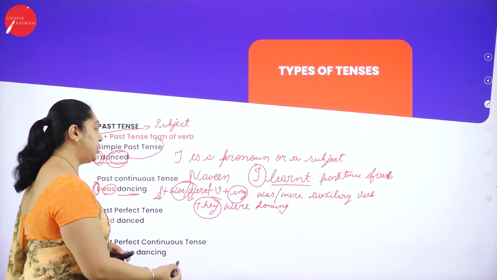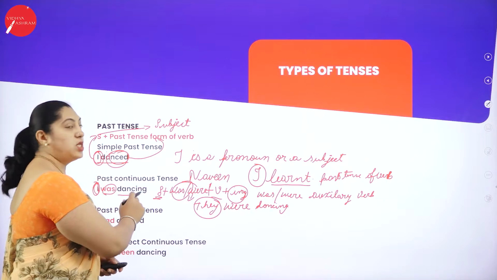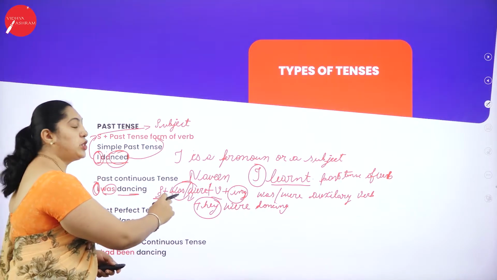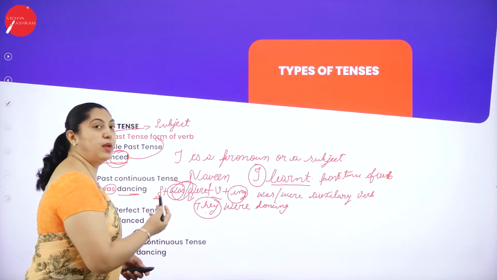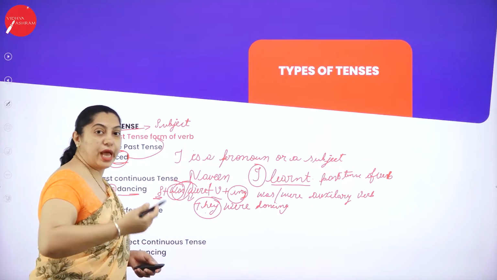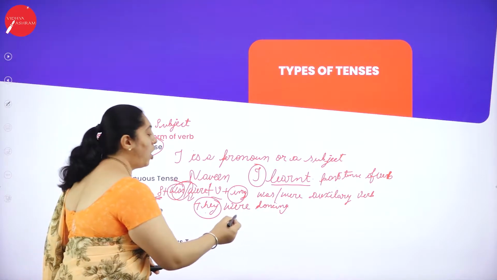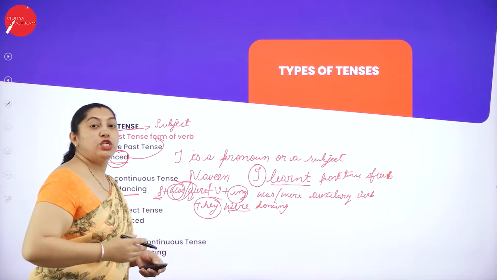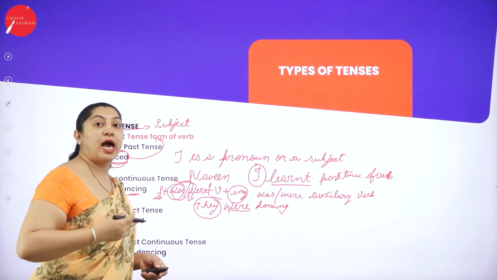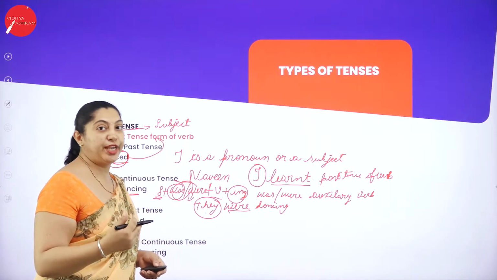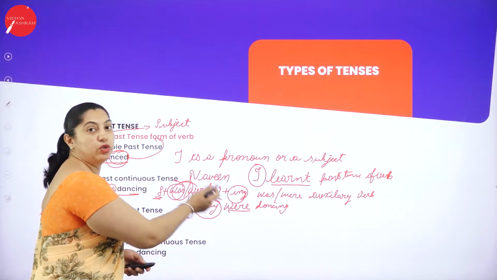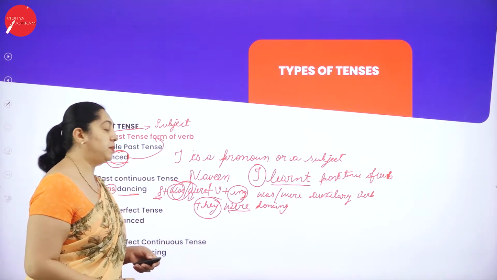I hope you understood. See here, I was dancing. I is singular, so I use the auxiliary verb was here. Now I have taken the plural here. It is more than one, so they were. The auxiliary verb changes. So when the auxiliary verb changes, as I told, even the sentence and the tenses keep changing. Be very careful while using these auxiliary verbs.